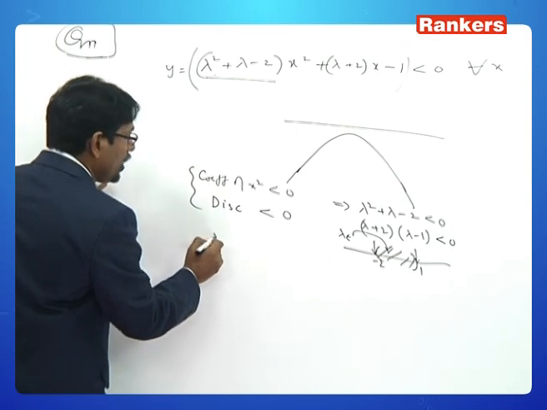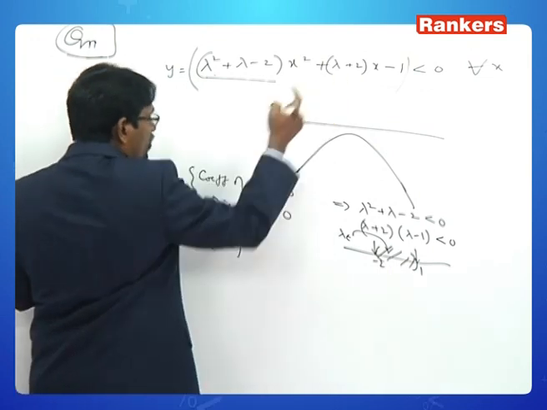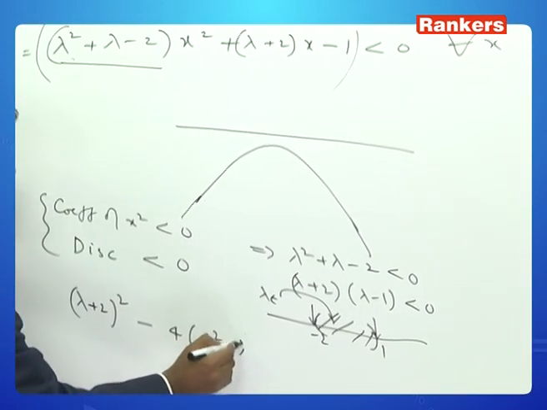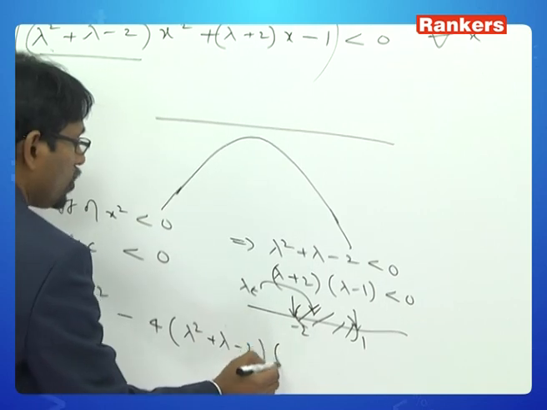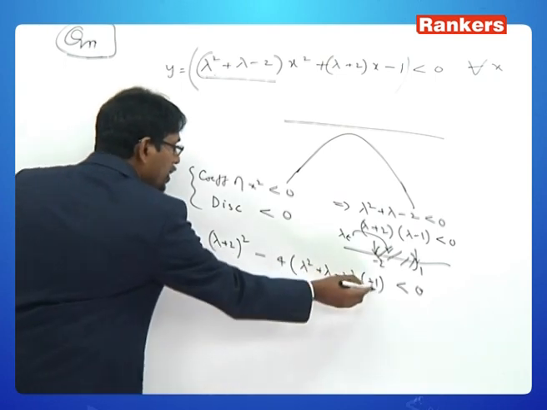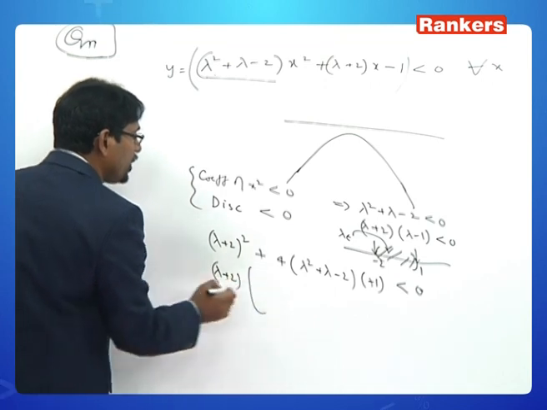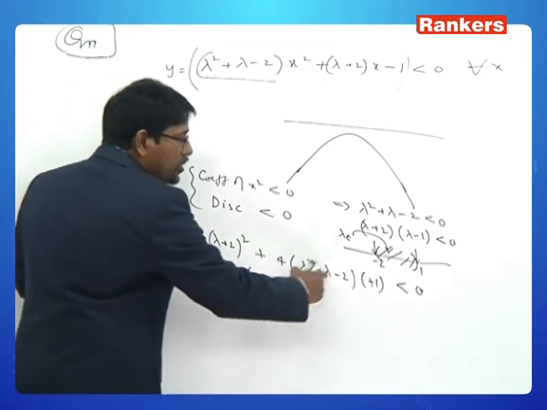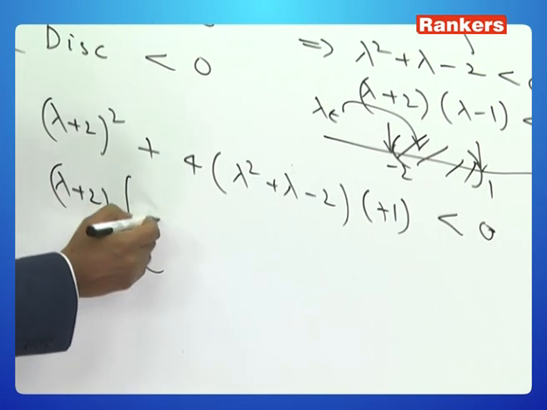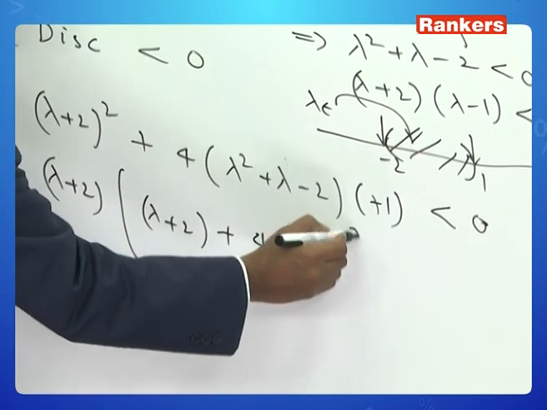So you can say, discriminant b square minus 4ac: lambda plus 2 the whole square minus 4 into lambda square plus lambda minus 2 into minus 1 should be less than 0. This minus 1 and this minus 1 will make it plus, and we can take lambda plus 2 common here because this has already been factored as lambda plus 2 into lambda minus 1. So I'll take out lambda plus 2 common, and then we have lambda plus 2 plus 4 into lambda minus 1 to be less than 0.